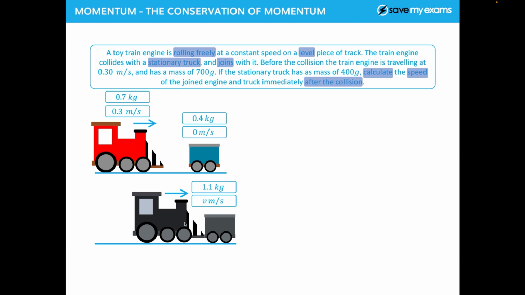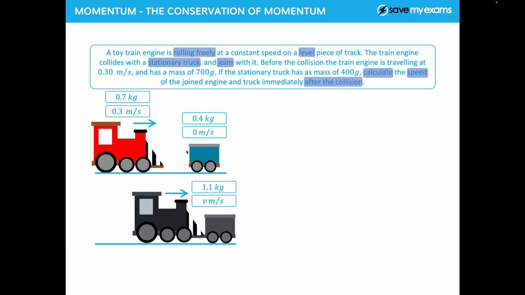But I think it's important in the context of this question for us to visualize what's happening before the collision, that's over there, and what's happening after the collision, and that's over there. So first of all, our two objects have joined together, and because they've joined together, I've added the masses together. There it is over there. The v is the unknown. That's the speed of these two things after the collision, and that's what we've been asked to work out.